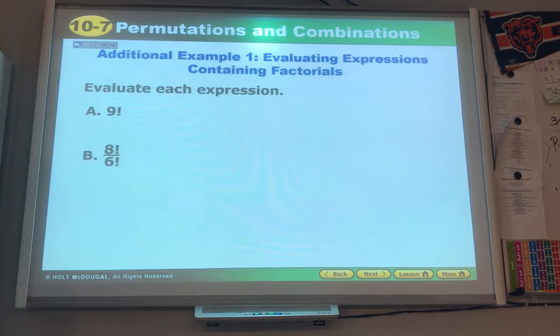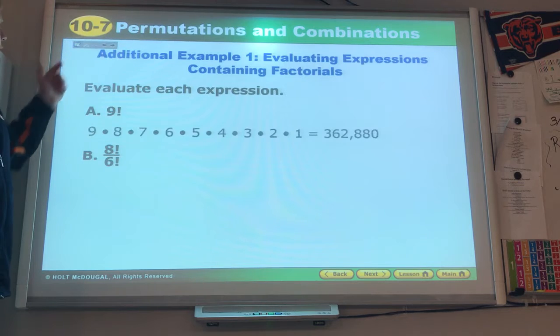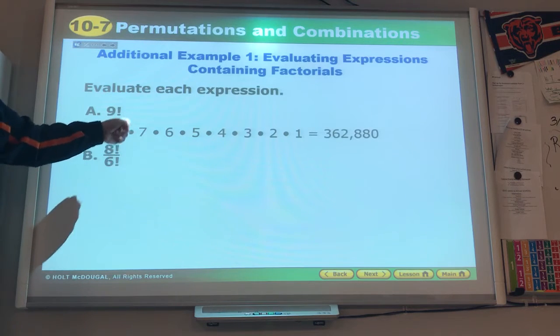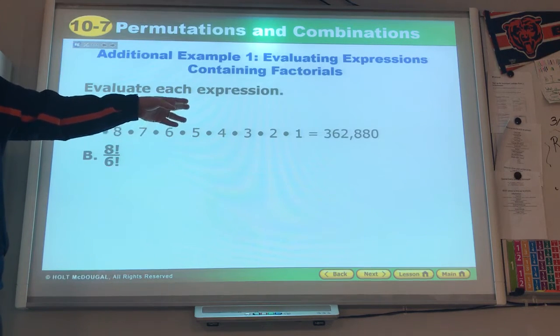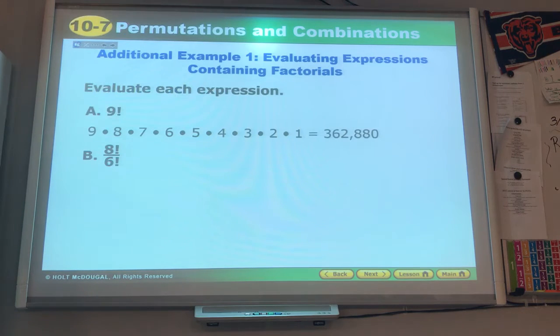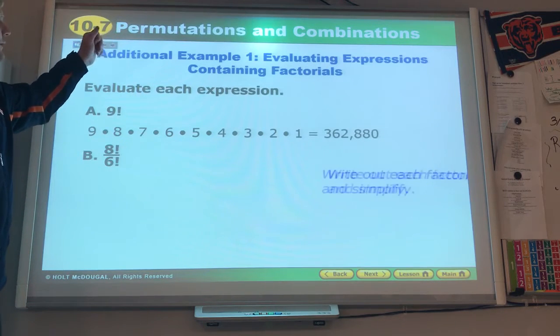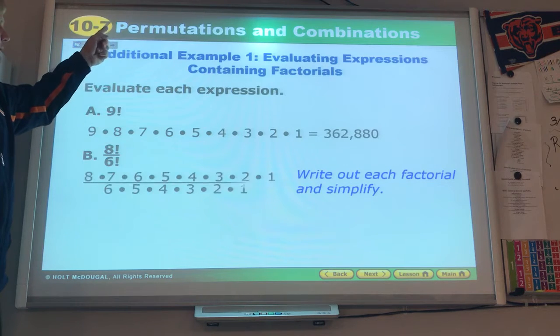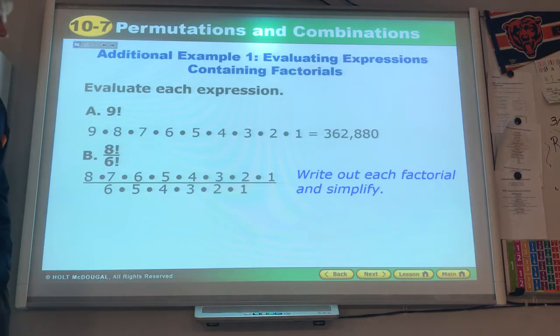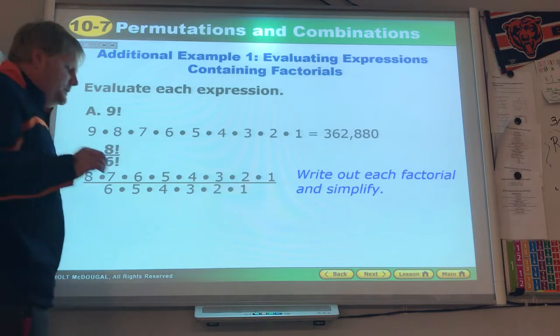So let's evaluate. 9 factorial literally means we take 9 times 8 times 7 times 6 times 5 times 4, 3, 2, and 1, and we get 362,880. Now, B, how do we do this factorial? I want you to write each out. Now what you should be thinking is, how can I simplify this process?